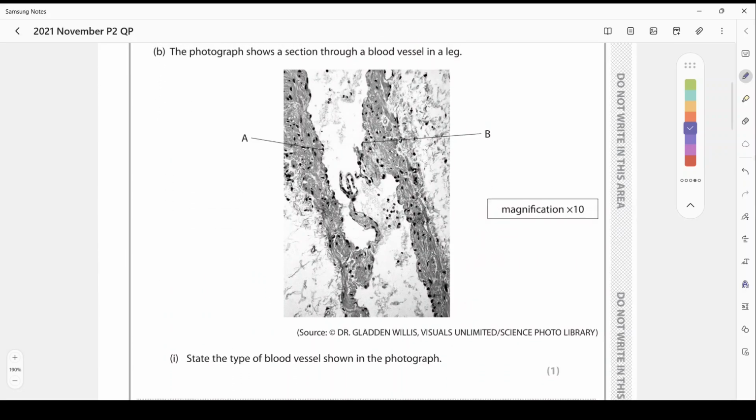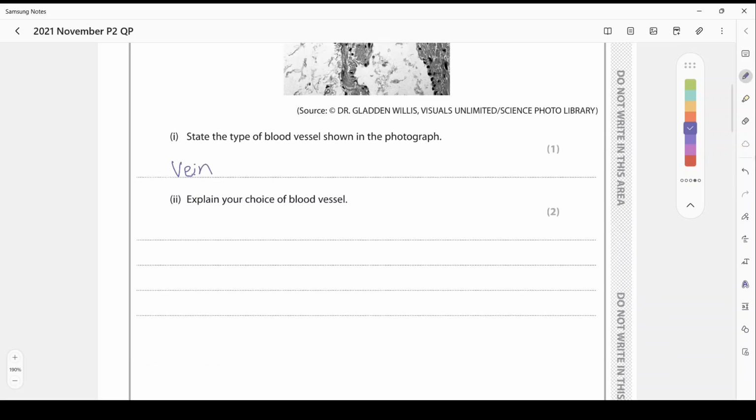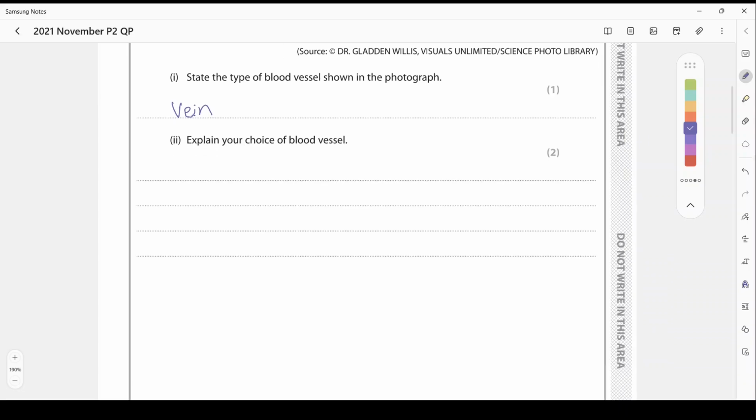The photograph shows a section through a blood vessel in a leg. Part 1, it says, state the type of blood vessel shown in the photograph. So here, this is actually a vein. And the reason why is you can kind of see the valves here. Sorry, let me just circle that properly. So these are the valves, and the valves prevent backflow of blood. Right, so this would actually be a vein. Okay. Part 2, explain the choice of blood vessel. We mentioned that there are valves present.